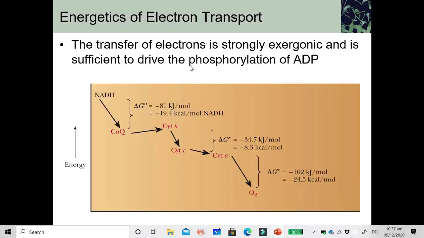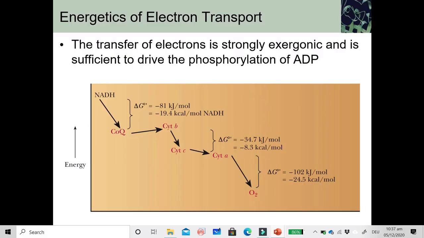Alright, the transfer of electrons is strongly exergonic and is sufficient to drive the phosphorylation of ADP. For example, the NADH being oxidized and ultimately transferring its electron to coenzyme Q releases negative 81 kilojoules per mole of energy, while cytochrome B transferring it to cytochrome C and ultimately to cytochrome A releases negative 34.7 kilojoules per mole. And that from cytochrome A to oxygen, it releases negative 102 kilojoules per mole.